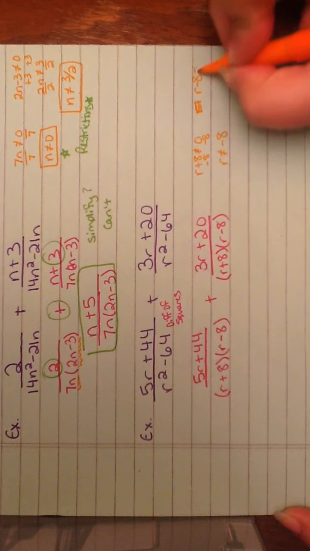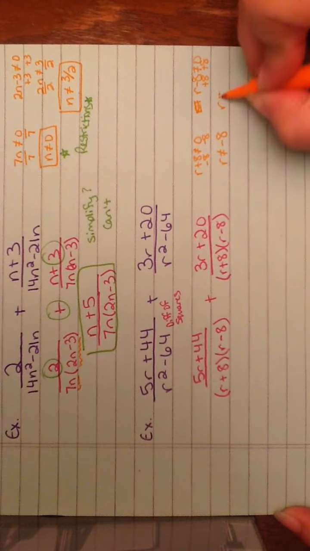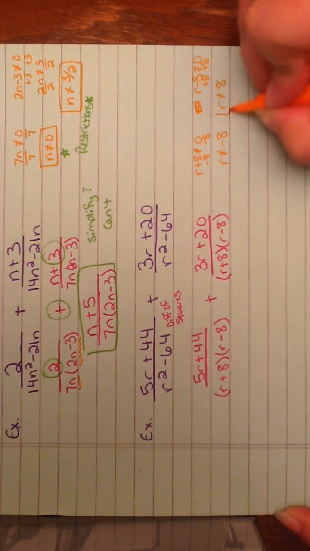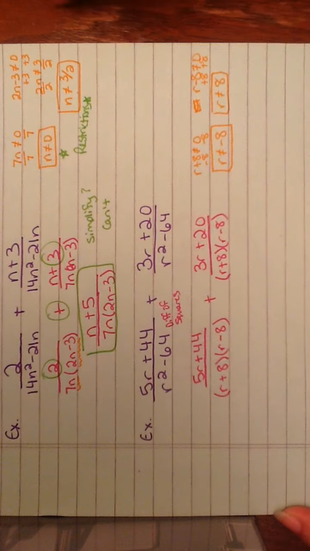And r minus 8 cannot equal 0, so we add 8. And r cannot equal positive 8. So our two restrictions are r cannot equal negative 8 and r cannot equal positive 8.